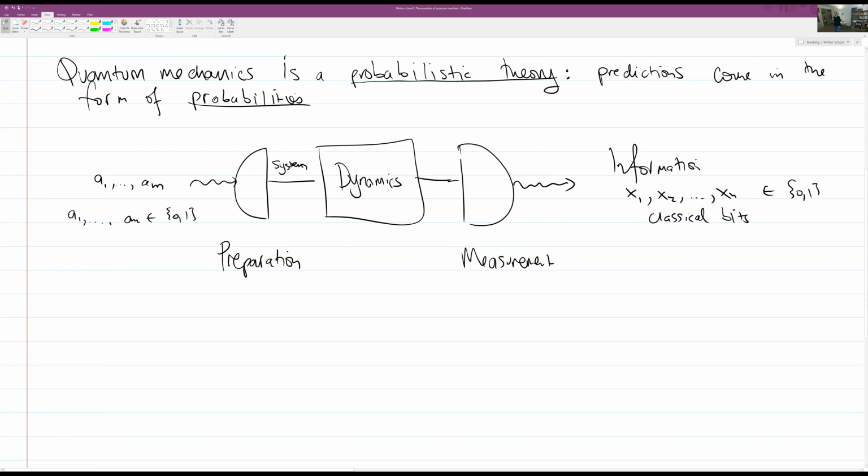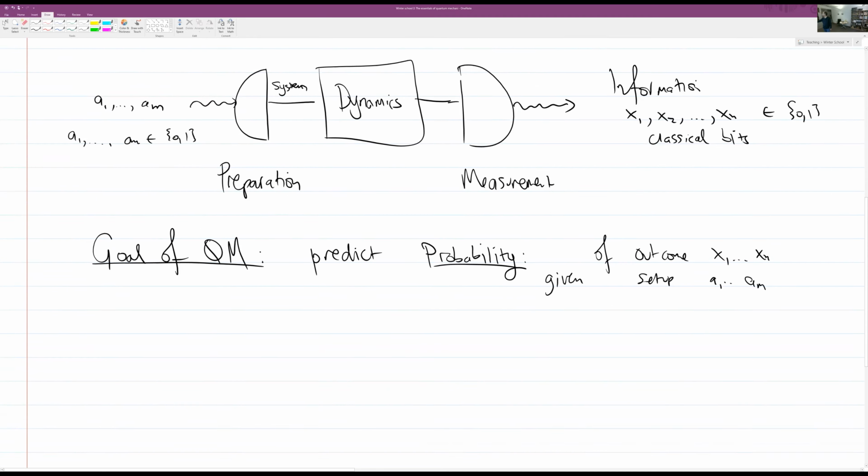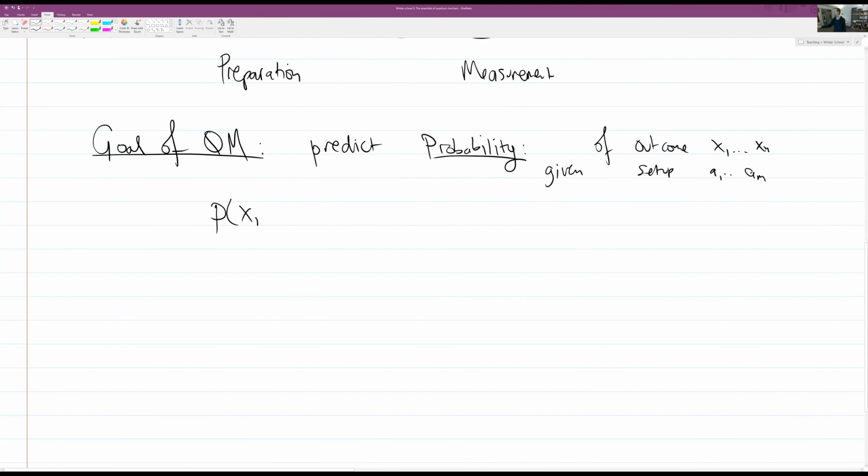And so the goal of quantum mechanics is to describe the probability that we get a given outcome given a certain income. So this is the prediction, the probability, because quantum mechanics will only deliver probabilities as predictions of an outcome x1 through to xn. So you get some string of bits given the setup a1 through to am. That's the goal of quantum mechanics, to do this.